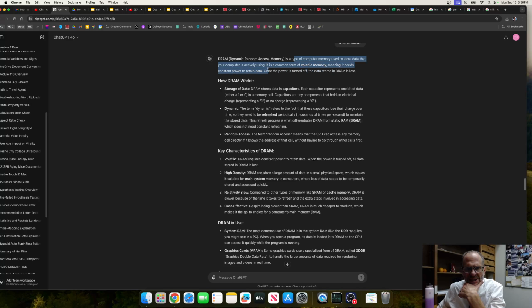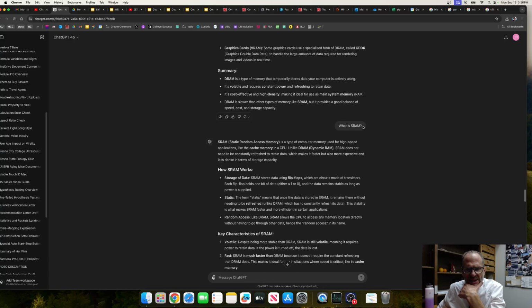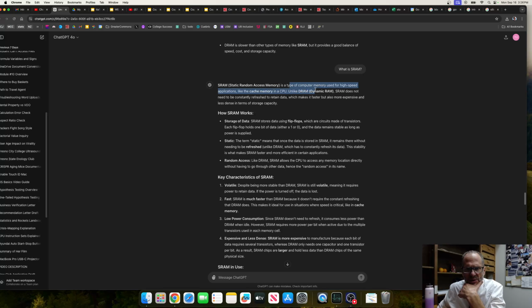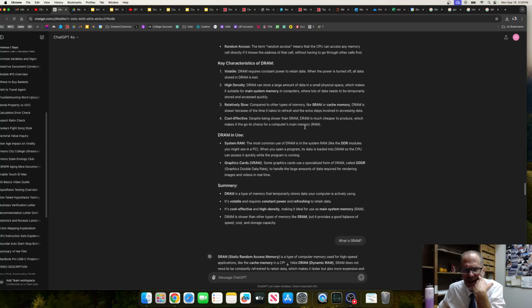Once the power is turned off, the data stored in DRAM is lost. And how do we compare that to SRAM? SRAM is a type of computer memory used for high-speed applications like cache memory. So SRAM is the stuff we've talked about as cache, and DRAM is the stuff we've talked about just as RAM. So that's the basics of it. All right, moving on to the next slide.